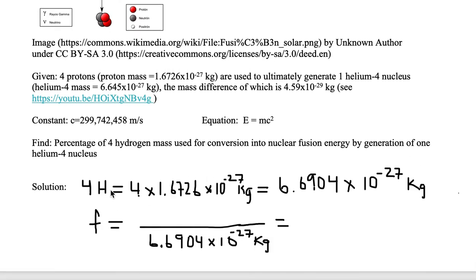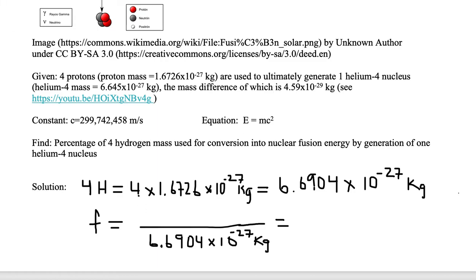Now we know that if we take 4 hydrogen atoms and we multiply that by the mass of the proton, we're going to get this total mass. We want to know, of this total mass, how much of it is being used for fusion energy. Well, the mass difference is going to be used or mostly used for fusion energy. After all, we have some mass being carried away by neutrinos, but that is small. So we'll assume all of this mass is being used in nuclear fusion energy.